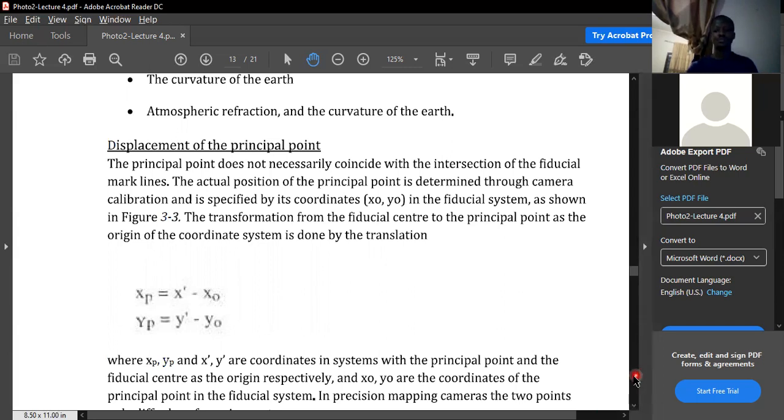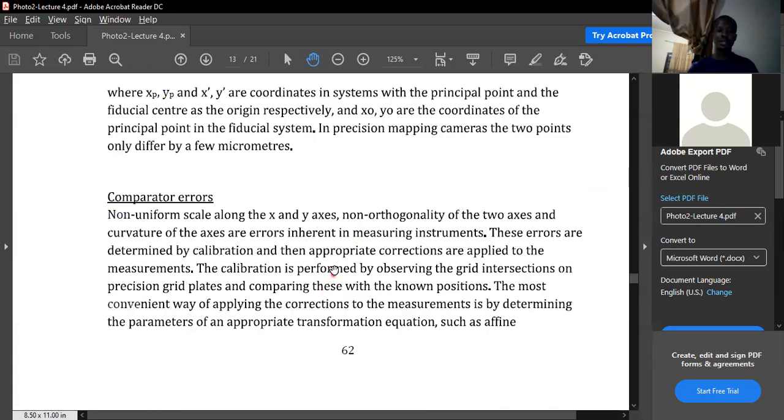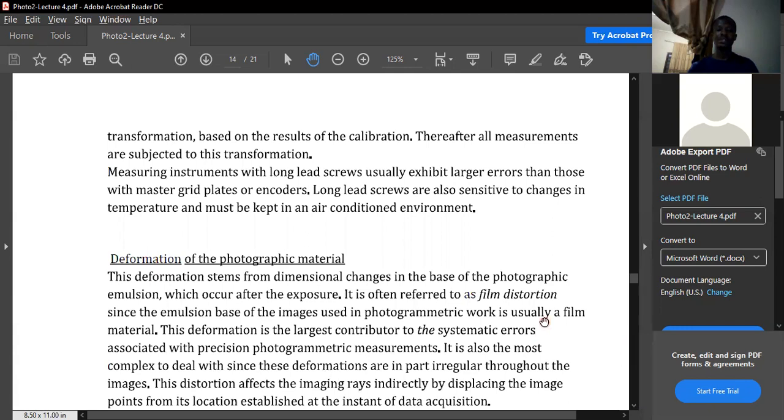But yes, so displacement of the principal point, I think we've talked about that as part of interior orientation. Comparator errors, obviously, deformation of photogrammetric material. Please read and appreciate how these things work. Non-uniform scale along the X and Y axis, non-orthogonality of the two axes, I think I'm not pronouncing my words right here, and then the curvature of the axis, etc. These will definitely introduce errors.